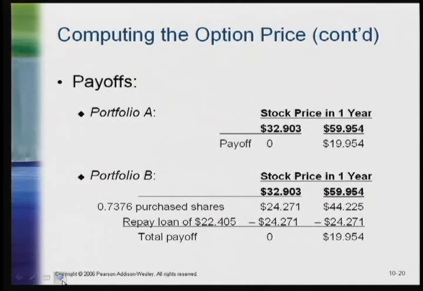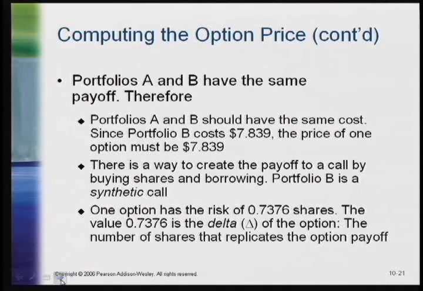Have the same value at time 1 year. They must have the same value at time 0. We conclude that this call option must have a value of $7.84. Again, we've created a synthetic call with stocks and T-bills. And again, we observe this so-called delta of the option. In this particular case, the delta of the option is around 0.74, and that's a reflection of the price sensitivity of this option to changes in the stock price.